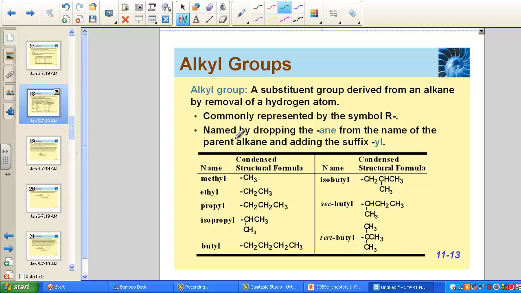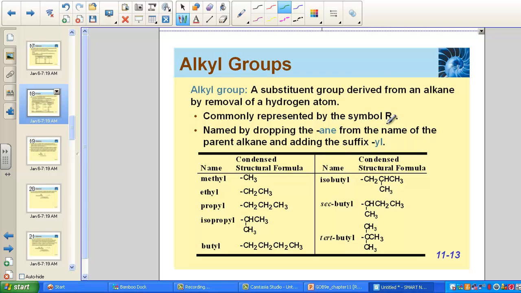If we have a branch coming off of a chain, it's known as an alkyl group, a substituent group derived from an alkane by removal of a hydrogen atom. We played around with those a little bit in the last section as we tried to draw constitutional isomers, creating branched chains. Keep in mind we work hard to find the longest chain, and everything else hanging off of it as little branches are known as the alkyl groups.